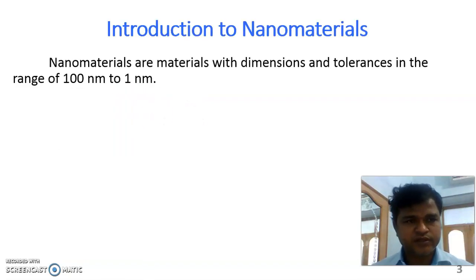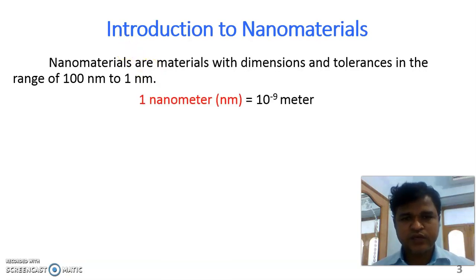Introduction of nanomaterials. What are nanomaterials? Nanomaterials are materials with dimensions and tolerance in the range of 1 nanometer to 100 nanometers. And this nanometer is on the meter scale. It is equal to 10 to the power of minus 9 meters.